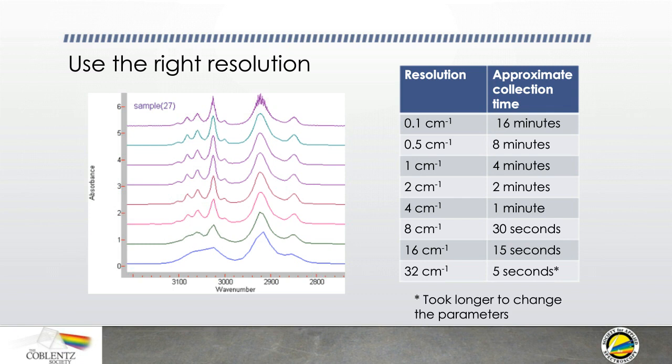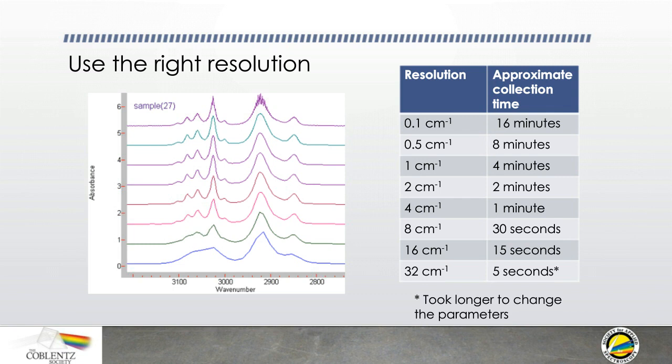And what does that mean? For condensed phase materials, my recommendation would be you want to collect at 4, maybe 2 wave numbers. So that would be for liquids and solids. And that would probably cover about 95% of everything that's done in most modern analytical labs. If you're using an ATR, you want to collect at that resolution. If you're looking at a liquid in a liquid cell, you want to collect at that resolution.